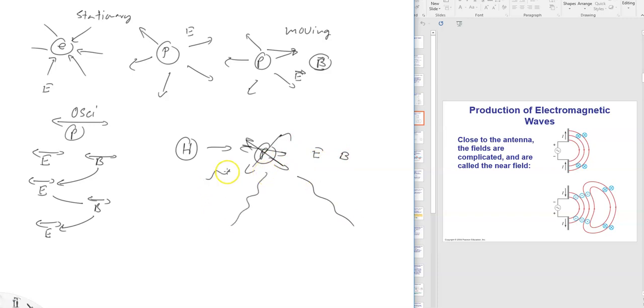We use these kind of wiggly lines to indicate radiation. So that's how we get light or any other radiation from the sun.